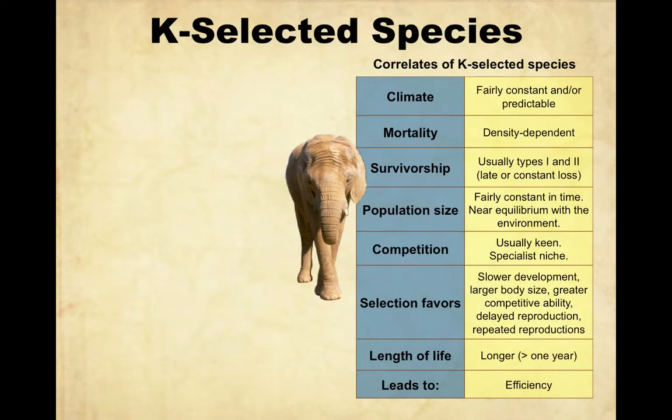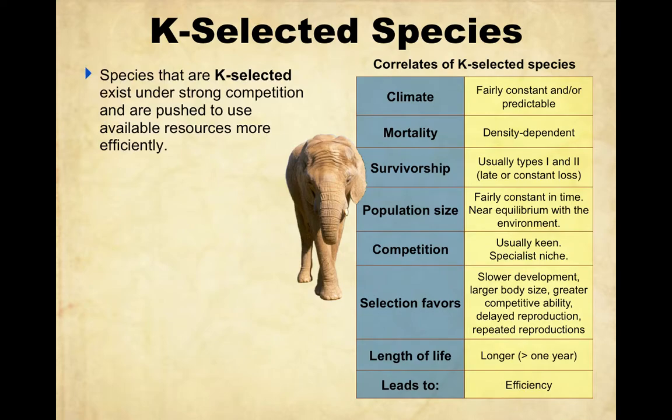Let's compare that with K-selected species. These guys live under much stronger competition and are pushed based on biotic factors, so those density dependent factors. That's really what's going to get them. They tend to have much stricter guidelines for their niche, so they need a constant or predictable climate. They tend to be type 1, sometimes type 2 survivorship curves.